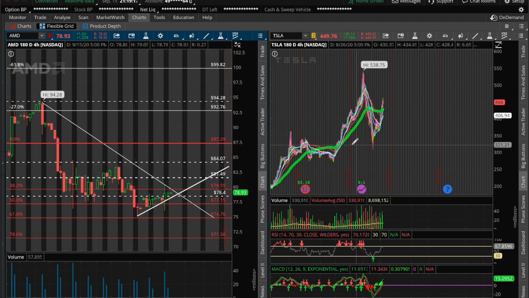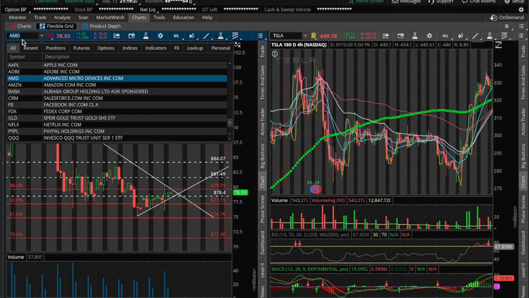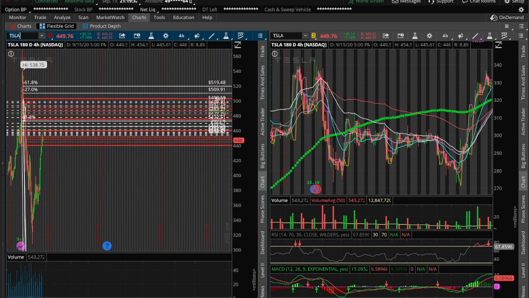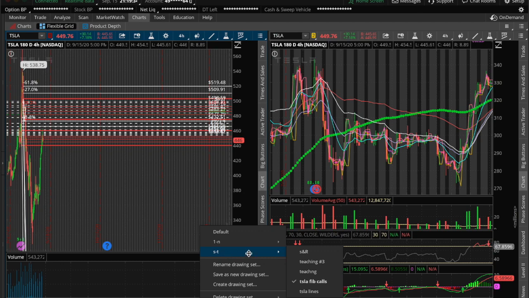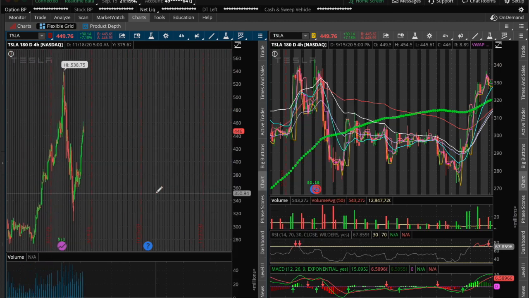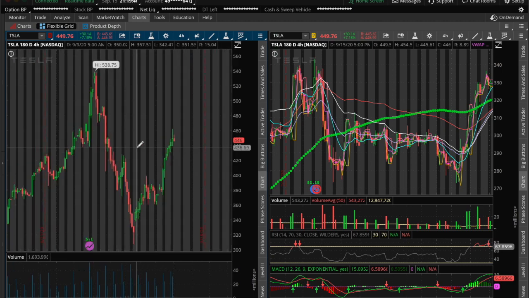So let's try it for puts. So I'm gonna actually type Tesla on here. Oops. All right, cool. Sorry about that. That was an old one. It was pretty cluttered. I need to delete it anyways.